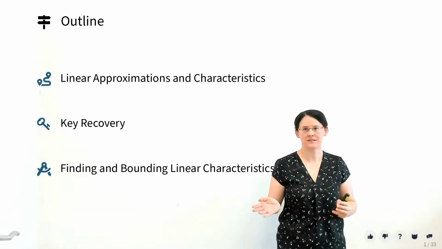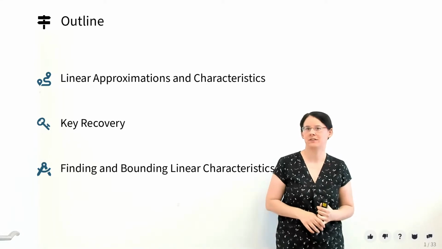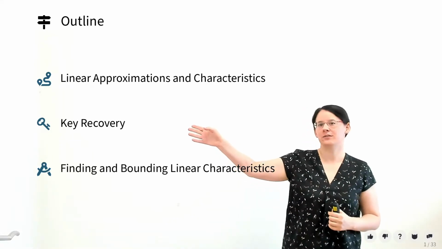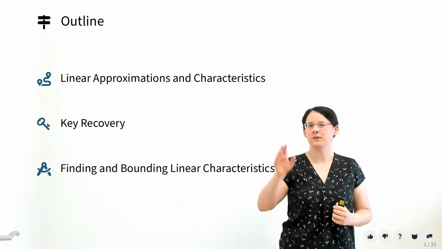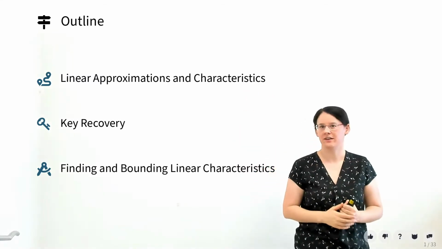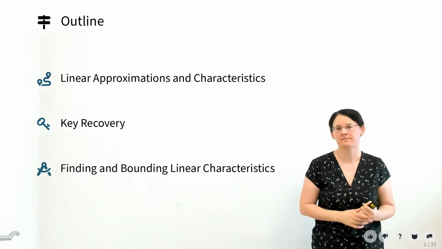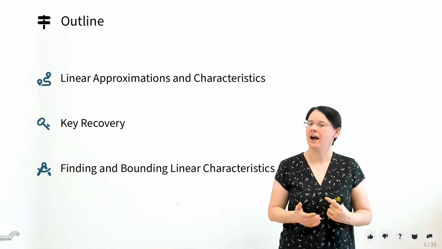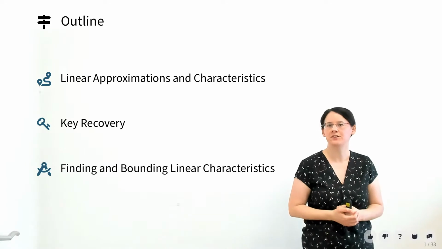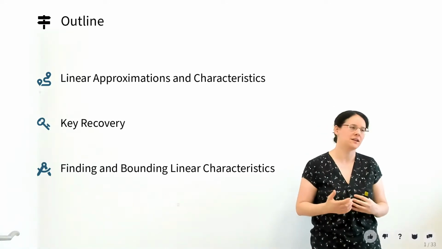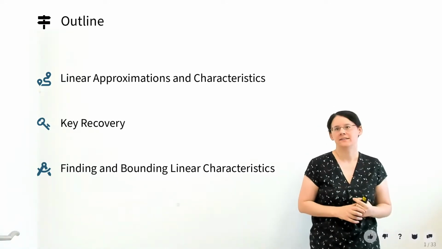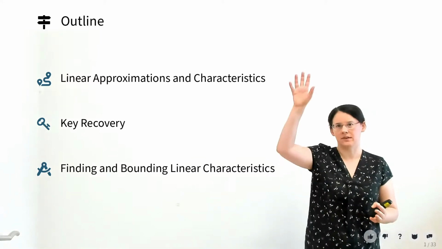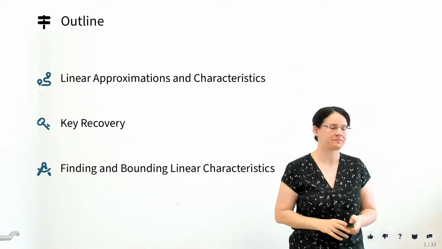And again, afterwards, like last time we looked at differential cryptanalysis, we're going to then have a look at how can we use these properties to actually recover the key. And finally, we're going to look at some examples of actual ciphers, how we can find such linear approximations for these ciphers, or say something about how good they are, and how we can apply these concepts essentially.